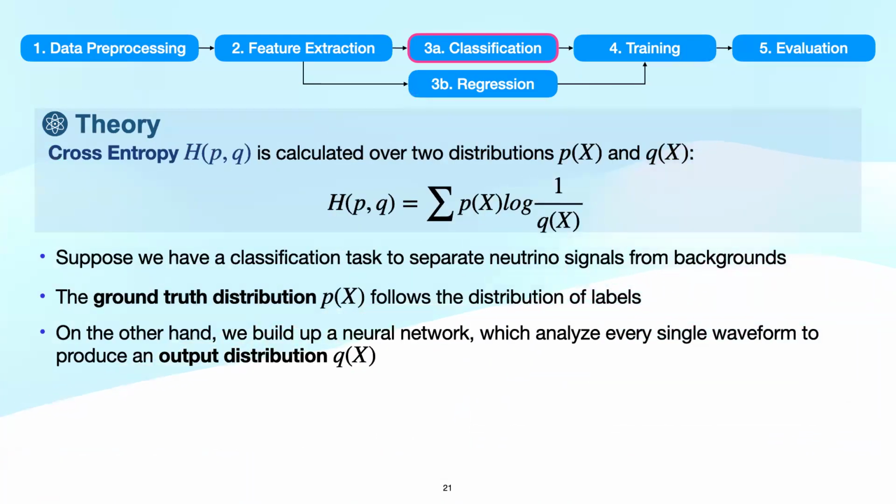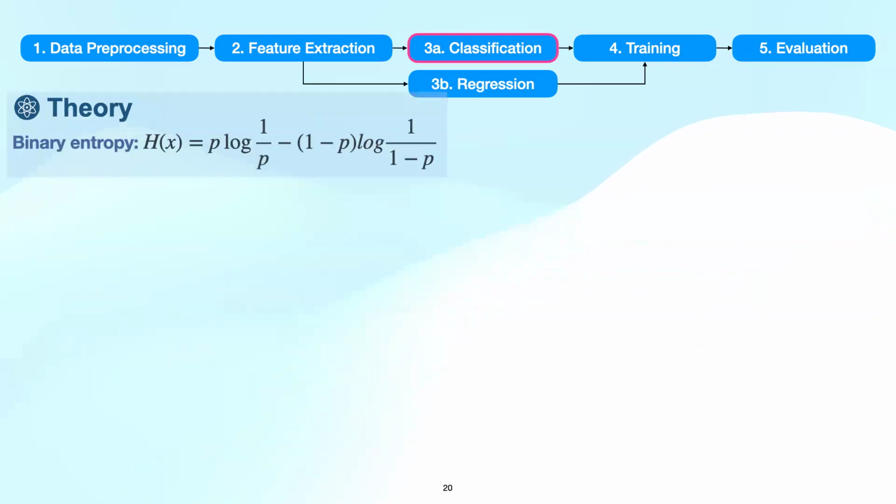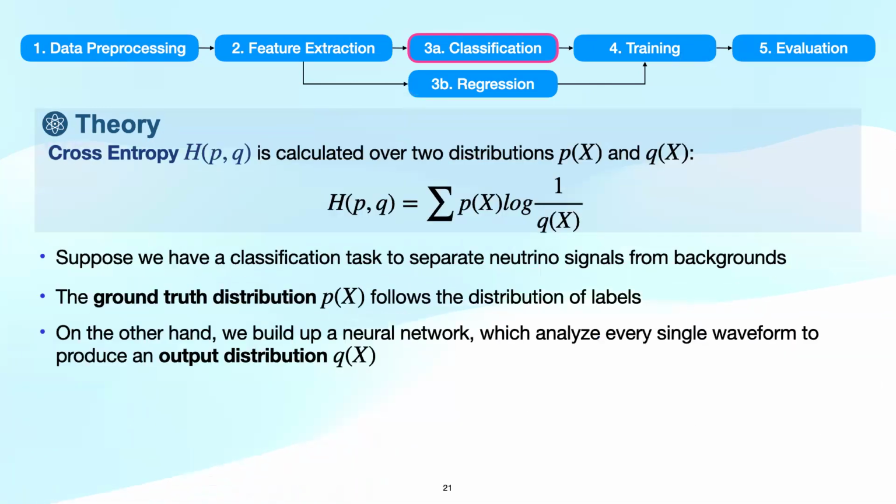The other concept I want to talk about is cross entropy. Cross entropy is actually calculated over two probability distributions. Previously, when we were talking about binary entropy, we were just talking about a single probability, right? Like tossing a coin, which has a fixed probability. But here we are actually talking about two different probability distributions, Px and Qx. Cross entropy is calculated in almost exactly the same form as how we define the entropy.